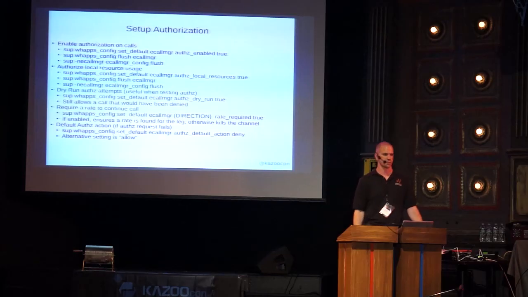You can authorize local resource usage by setting the auth local resources flag. With the dry run auth attempts, you can set that to true to dry run them, which means we will go through the whole authorization and rating phase, but regardless of whether it would deny or allow, the call will be allowed. This is useful for debugging, particularly in a production system if you're going to make changes, so that you can see what the system would have done, but still allow the call so that service isn't impacted, things like that.